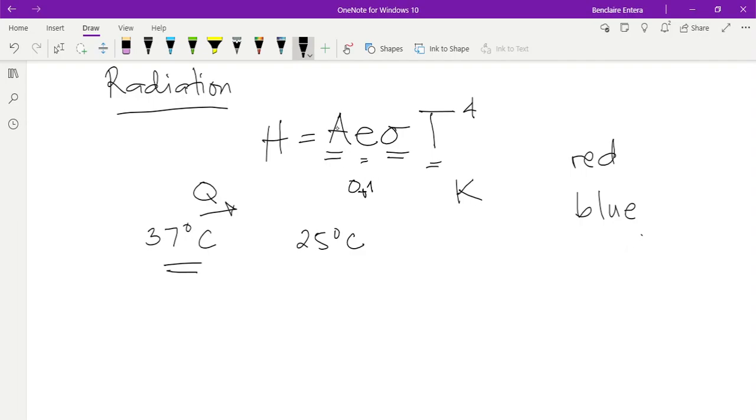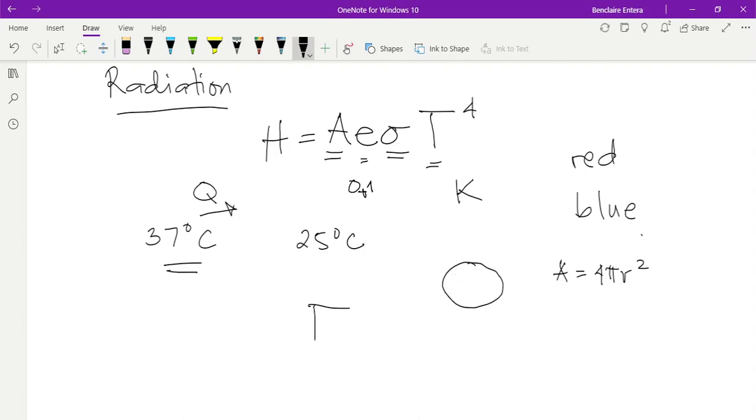Okay, so for this area, for example, the object is a sphere. Of course, with a sphere, all of its surfaces are emitting energy. So the area you will use for a sphere is the surface area of a sphere. What is the area of a sphere? 4 pi r squared. That is the surface area of a sphere.